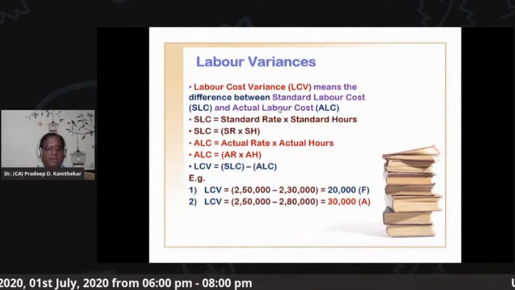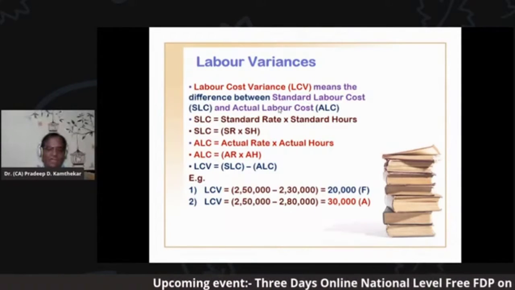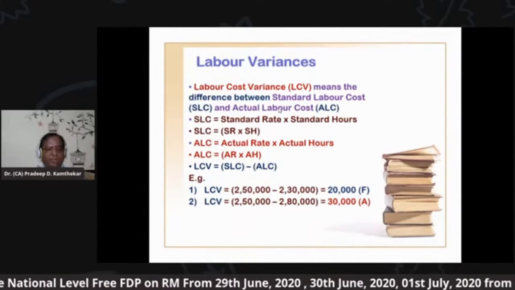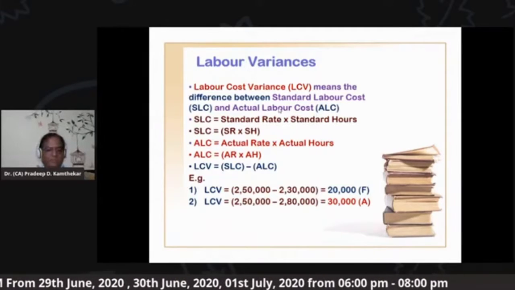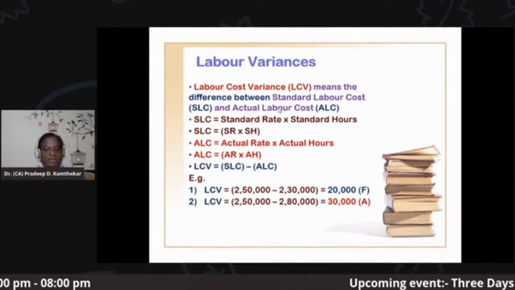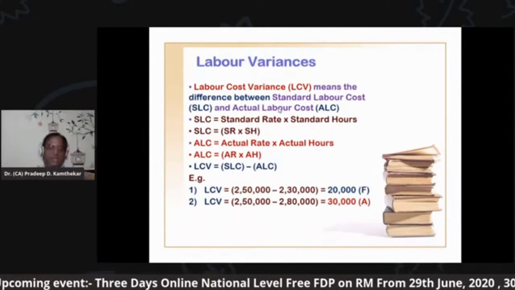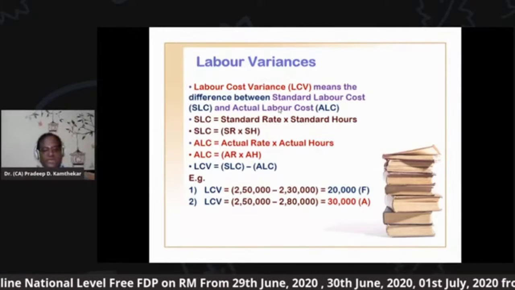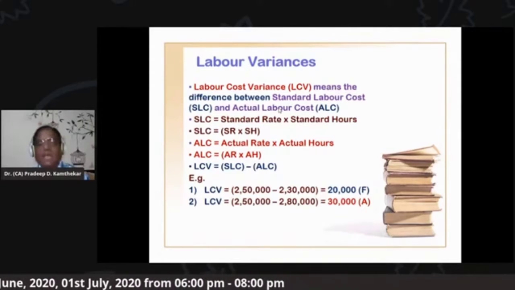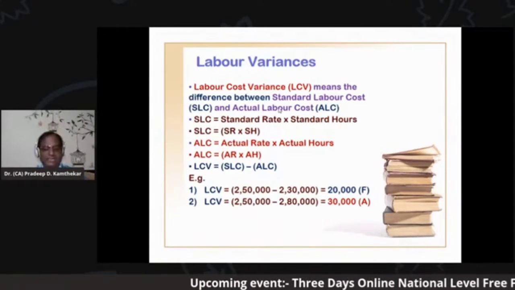So the standard labor cost will be standard rate and not standard price into standard hours and not the standard quantity. So standard labor cost, I repeat, is standard rate into standard hours, and actual labor cost will be not actual price but actual rate into actual hours and not actual quantity. So whenever we take the difference between the two, that is standard labor cost minus actual labor cost, it could be positive or it could be negative. If it is positive, we know it is a favorable variance, and if it is negative, then it will be adverse variance.